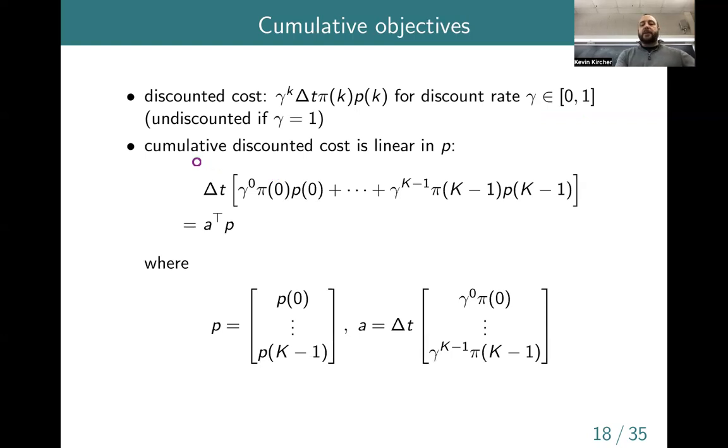Okay, so if we take the cumulative discounted cost, that's just adding up this term: gamma to the k times delta t times our price at time k times the power we use at time k. We add that up from the initial time, k equal to 0, all the way up through the end time, k equal to T minus 1. That ends up being an inner product between a vector a and p, which means this is a linear function of the electric power. P here is the stacked vector of all the powers at each time step, and a is the vector of all the coefficients multiplying p. So it's delta t times gamma to the k times pi of k for each k.